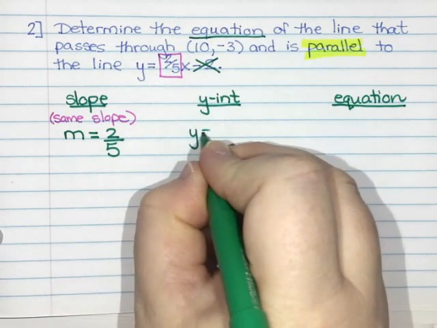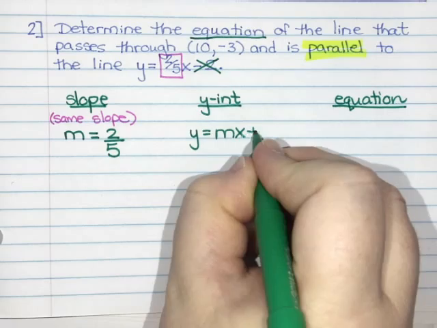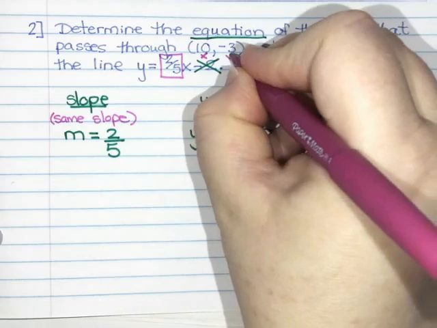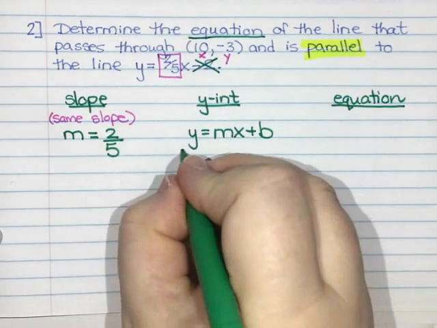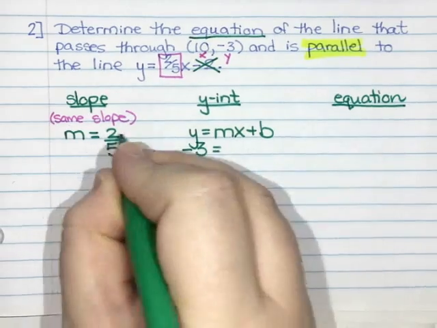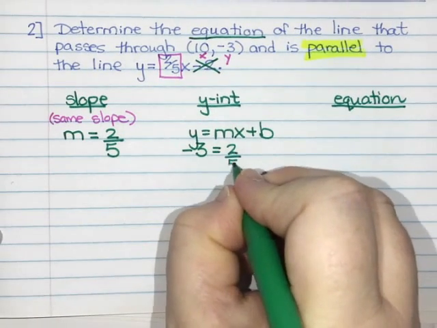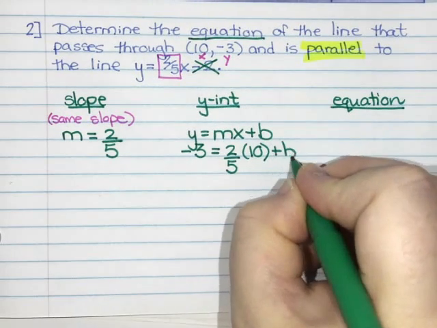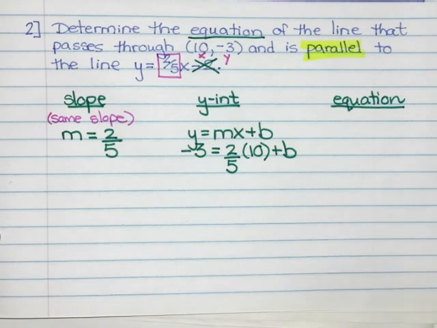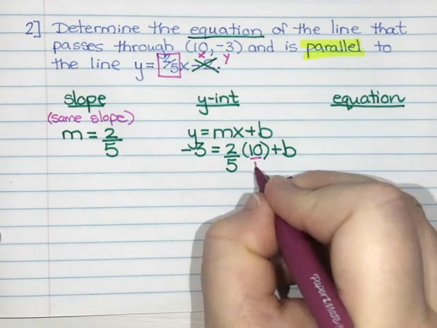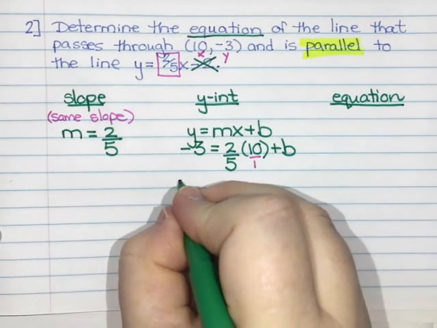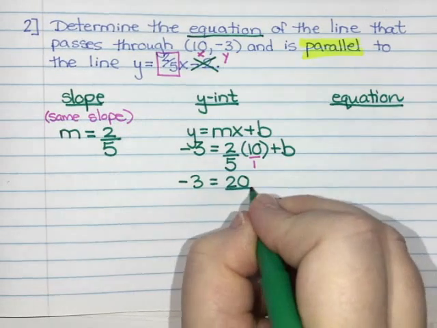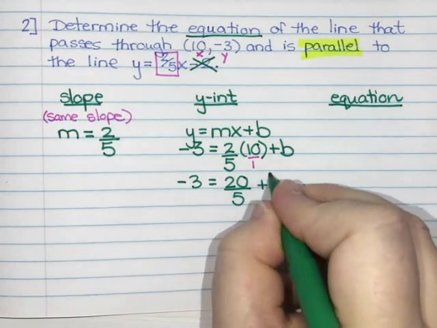So I'm going to do y equals mx plus b. Every point has an x and a y. So I'm going to use -3 for y, 2/5 for m, and 10 for x. I'm going to multiply 2/5 and 10. That 10 is secretly over 1. So I get -3 equals 2 times 10 is 20, 5 times 1 is 5, plus b.